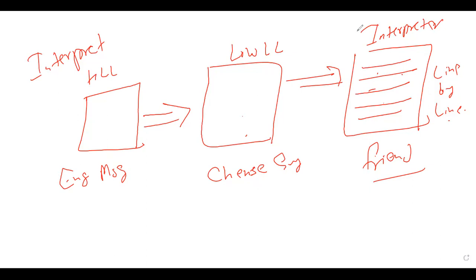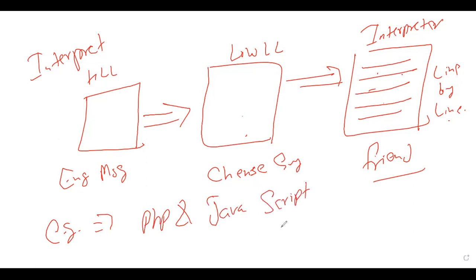Now, Python is also known as an interpreter, but Python is a combination of both. Examples of interpreted languages are PHP and JavaScript. Low level language means machine code.